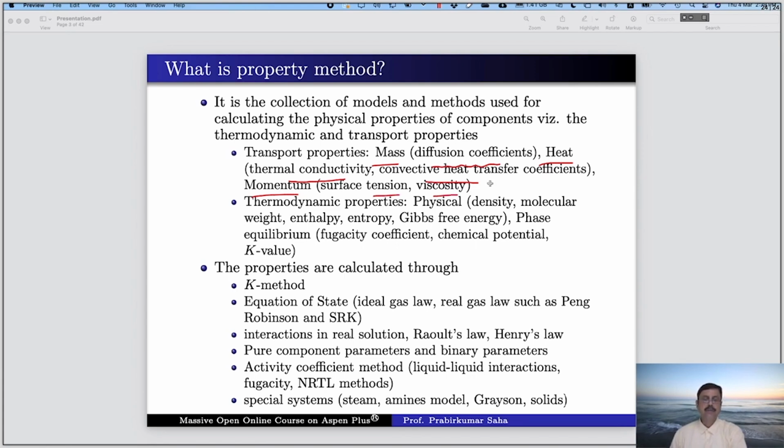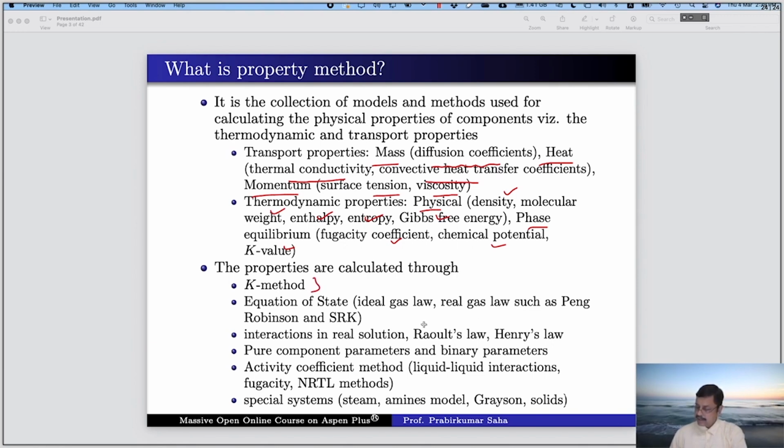And what are the thermodynamic properties that we have? Mainly physical and phase equilibrium properties. In physical properties, we have density, molecular weight, enthalpy, entropy, Gibbs free energy. And for phase equilibrium, we have fugacity coefficient, chemical potential, K value, etc. And these properties are calculated through K method.